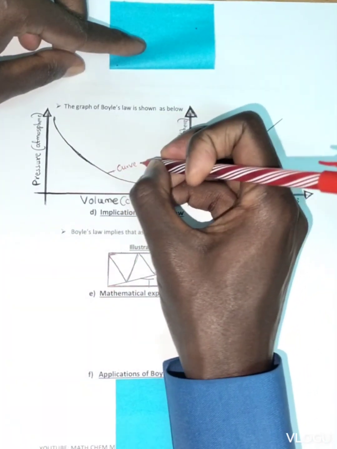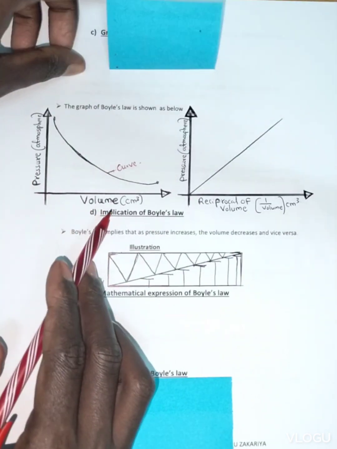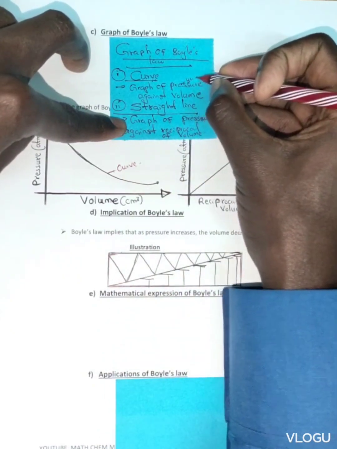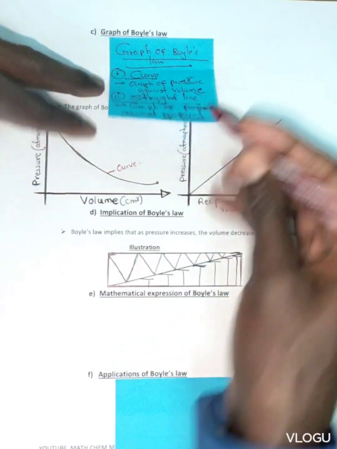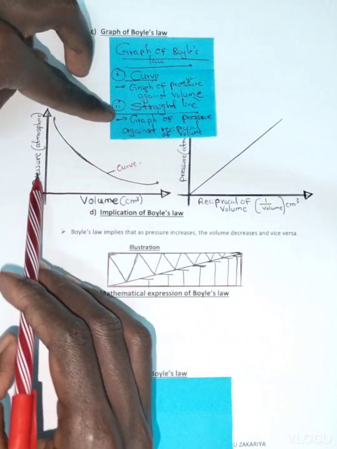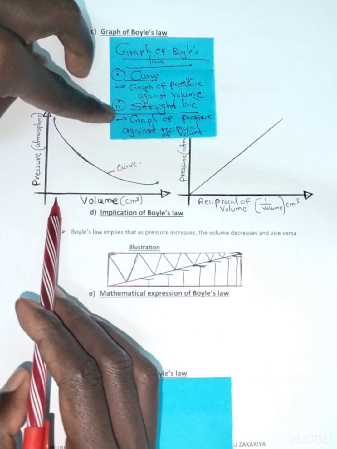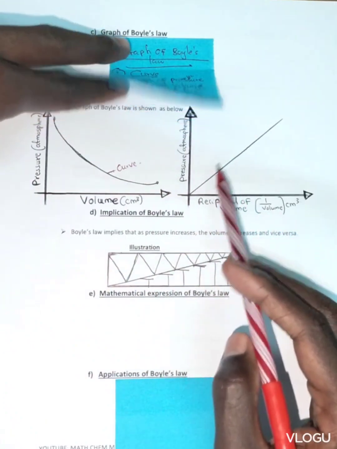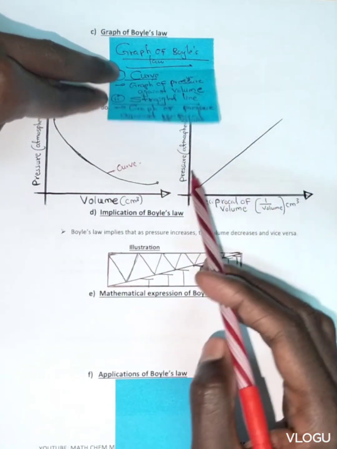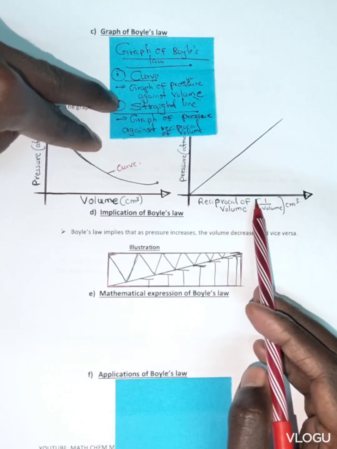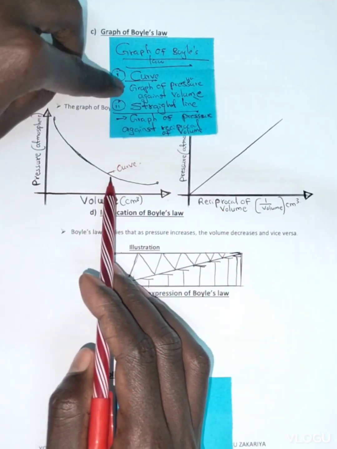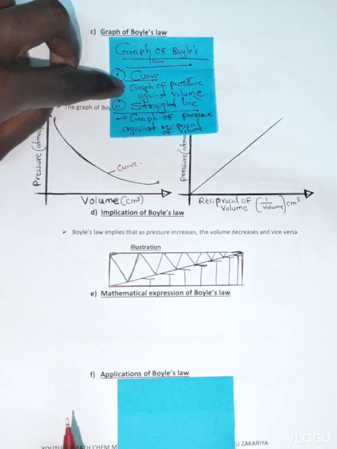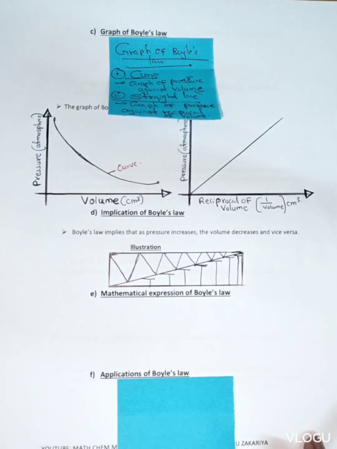Why is it a curve? Because it's a graph of pressure against volume. Everything that comes before the "against" is the y-axis. After "against" is the x-axis. So here you are seeing pressure is on the y-axis, while volume is on the x-axis. And this is the curve that we have. The second graph is a straight line. This is a graph of pressure against reciprocal of volume. Pressure and volume give you a curve. Pressure and the reciprocal of volume will give a straight line. And these are the graphs of Boyle's law.